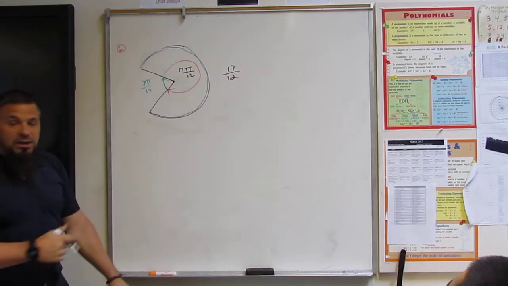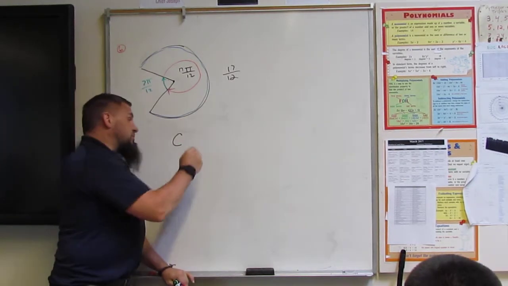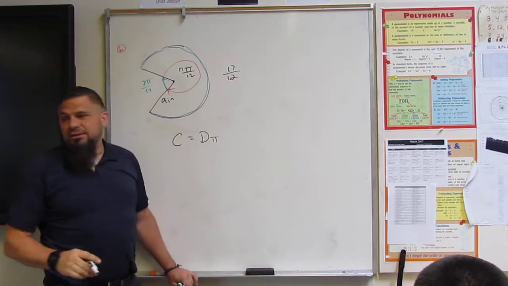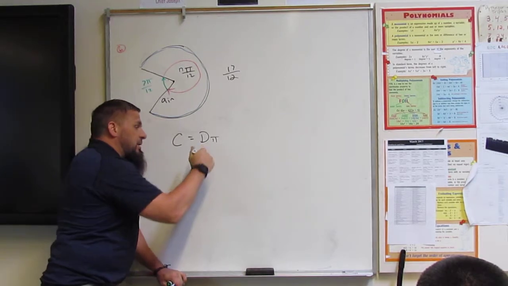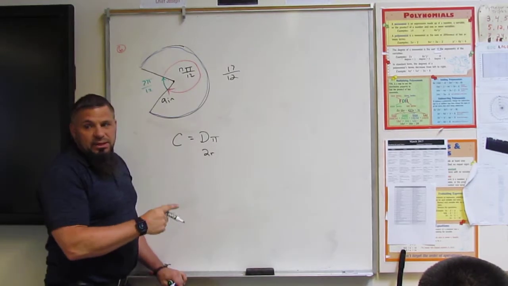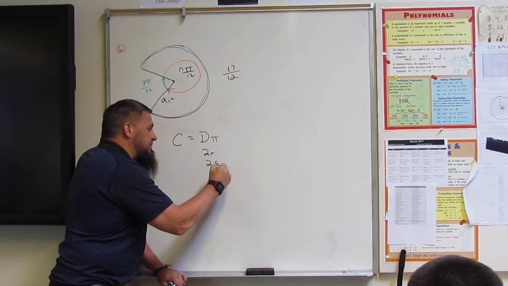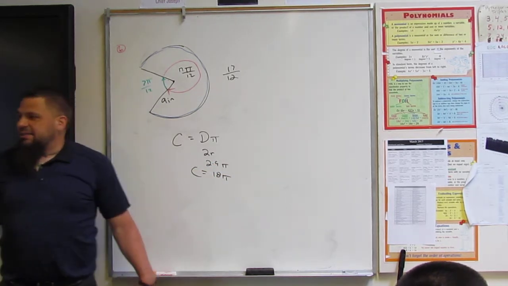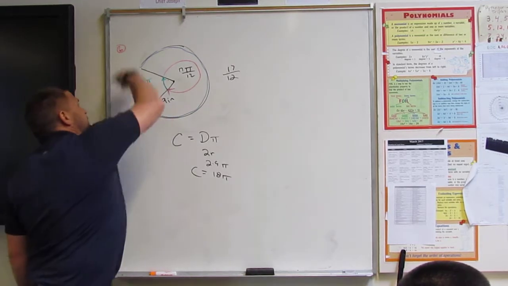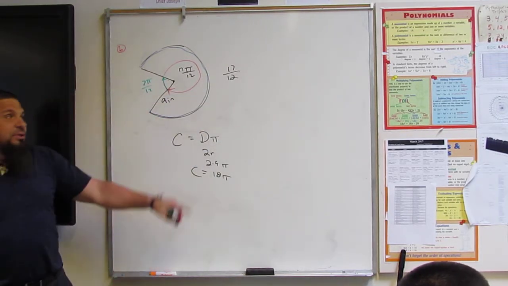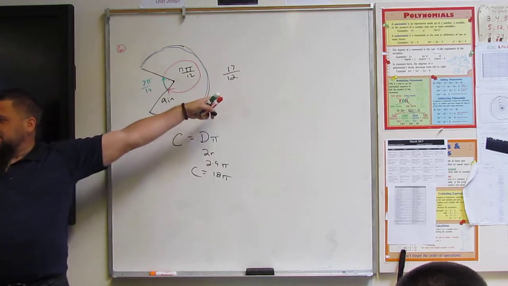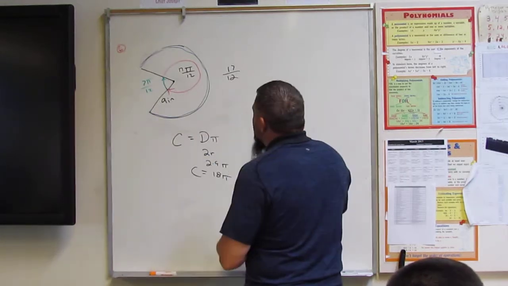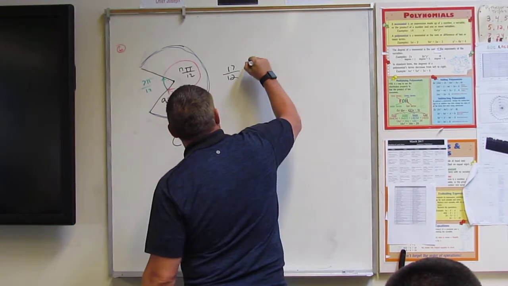Now we just got to talk about the circumference. The circumference is equal to d pi. We know that this is 9 inches. That means that the diameter is 2 times the radius. The radius is 9, so it's 2 times 9 pi. So it's 18 pi. So the circumference is 18 pi. That's how far it is around the whole circle. But we're only going 17/12 around the circle. So if we're only going 17/12 around the circle, then it's going to be 17/12 of 18 pi.